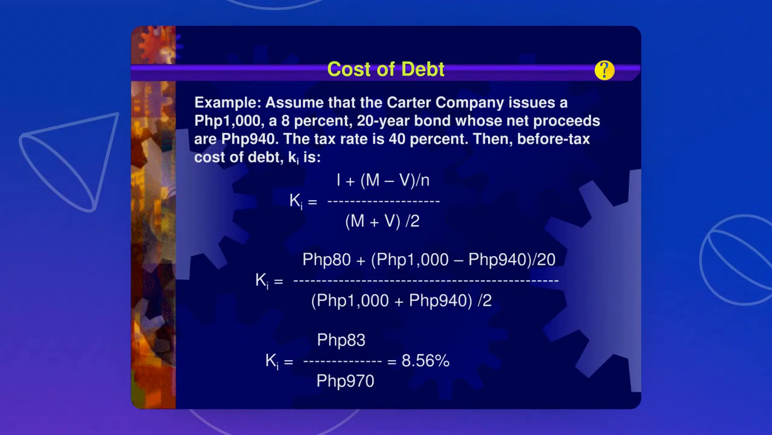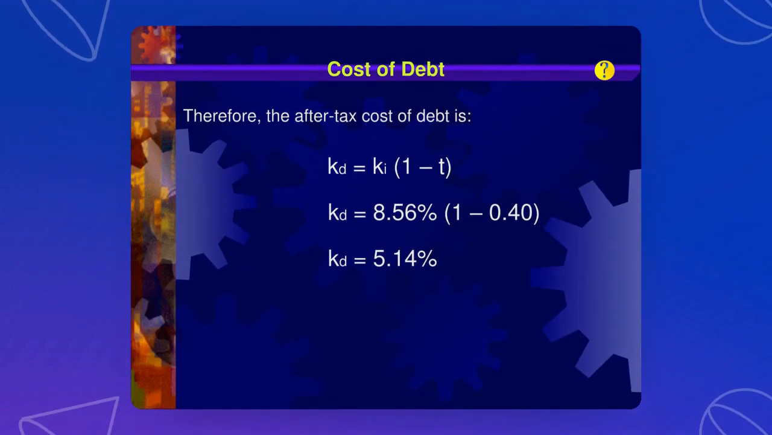Question. Is the 8.56 your answer already? Very good, the answer is no. Why? Because again, the cost of debt should be net of tax. Therefore, the after-tax cost of debt is KD equals KI multiplied by 1 minus tax. So you have KD equals 8.56 multiplied by 1 minus 0.40. So KD equals 5.14. We need to say, class, the 5.14 is your answer for the cost of debt.